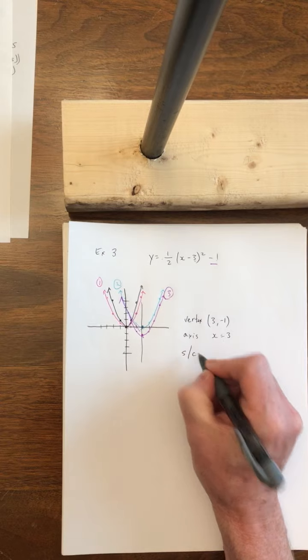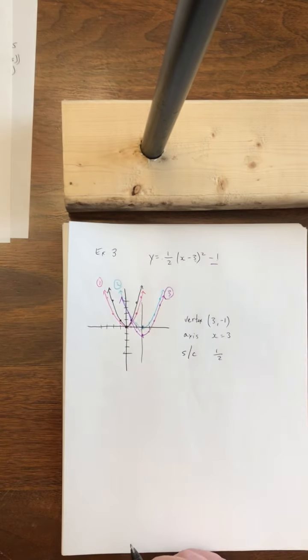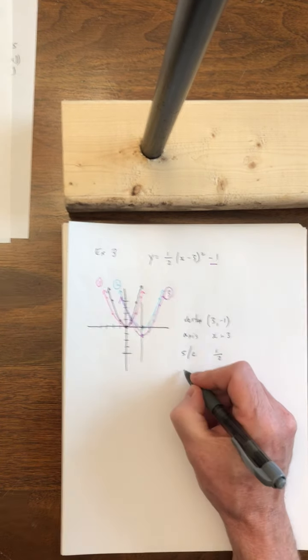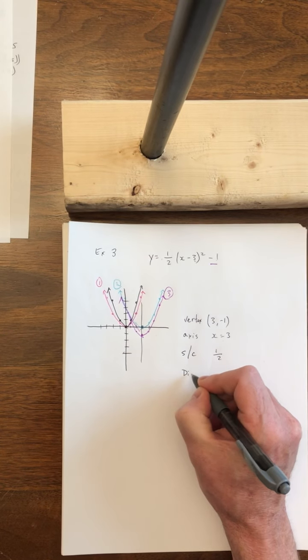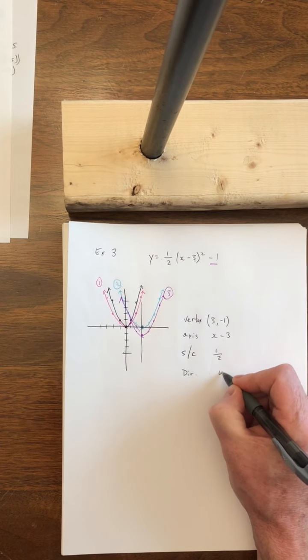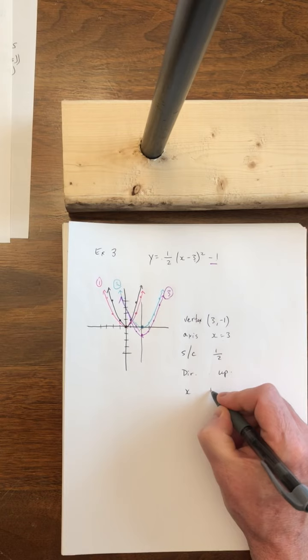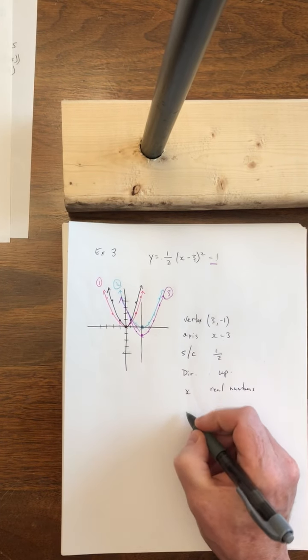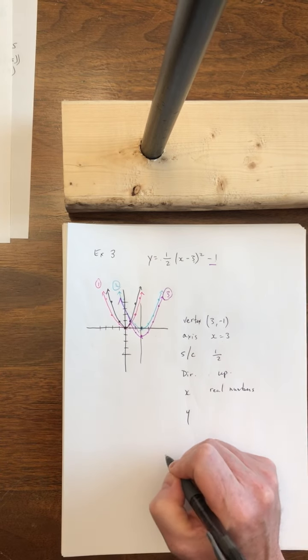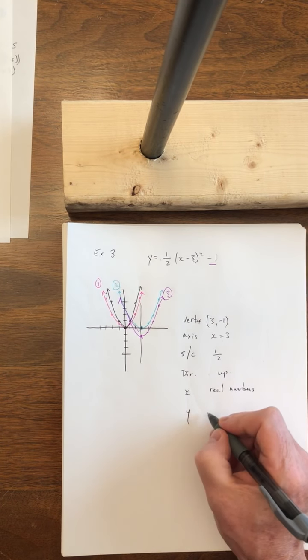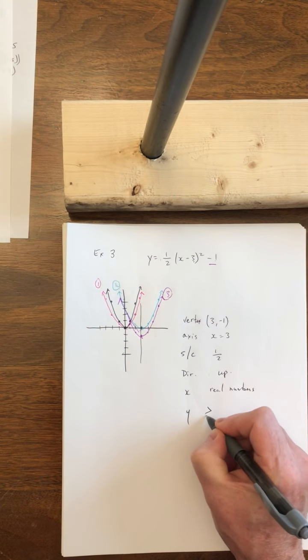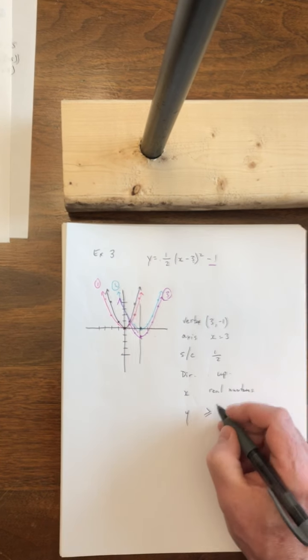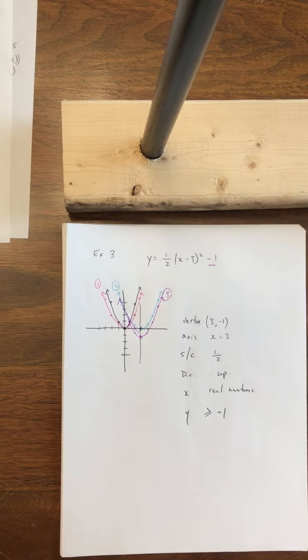Our stretch or compression factor is 1/2. Our direction of opening, we open up. X takes on the value of real numbers. And in this case, Y is greater than or equal to negative 1.